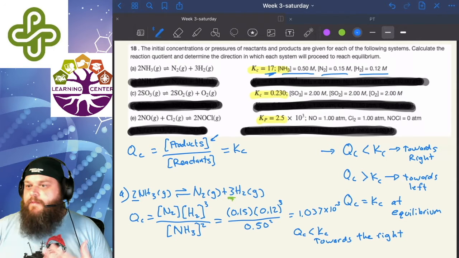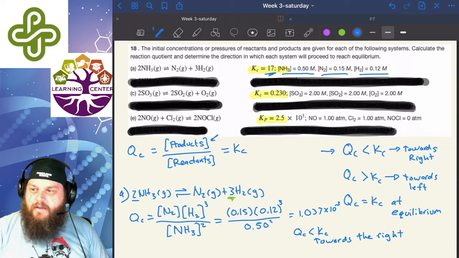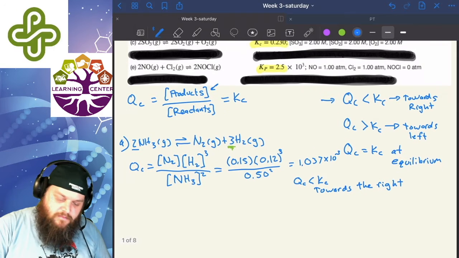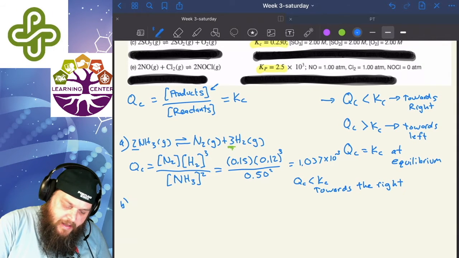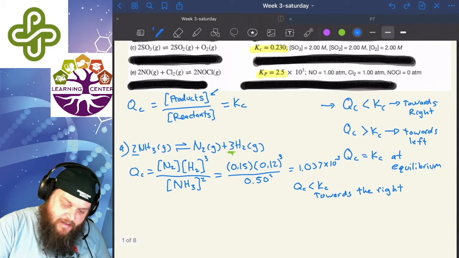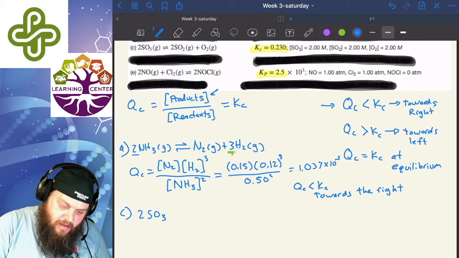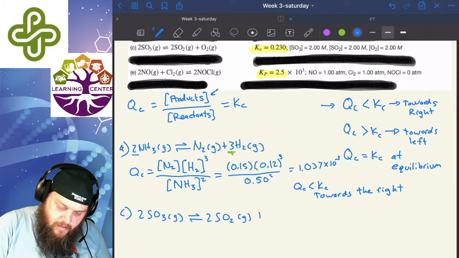Moving towards the product side of things. We're creating more product in this case. Looking at part B, part C, I'm skipping around here. We're looking at 2SO3 gas in equilibrium with 2SO2 gas plus O2 gas.